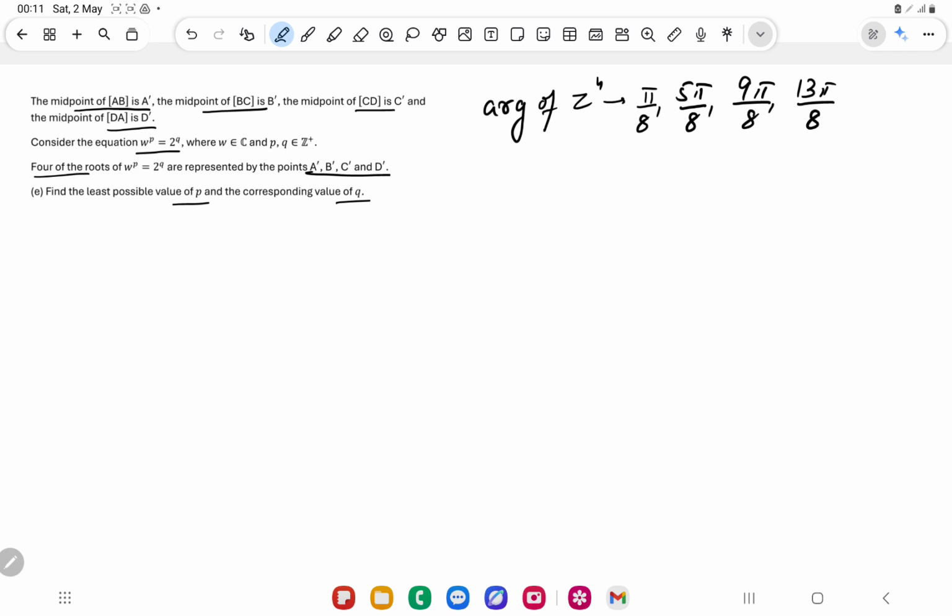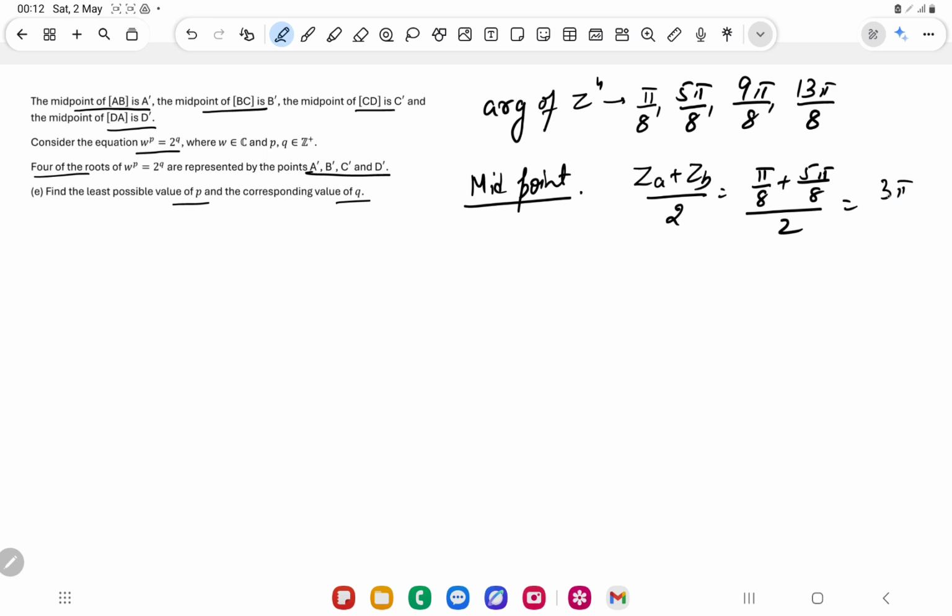This we got from the first part, part A. Now they are saying that A' is the midpoint of AB. So we can find the midpoint as (ZA plus ZB) by 2, which on solving will be (pi by 8 plus 5 pi by 8) whole divided by 2, which after solving you will be getting 3 pi by 8.